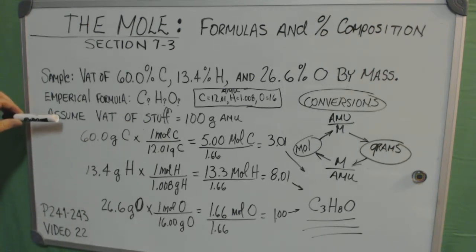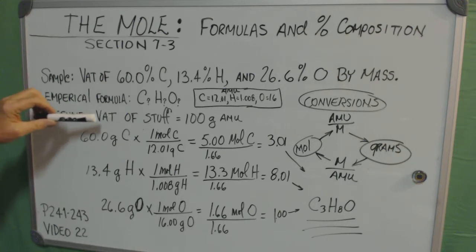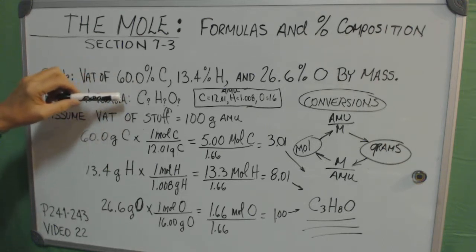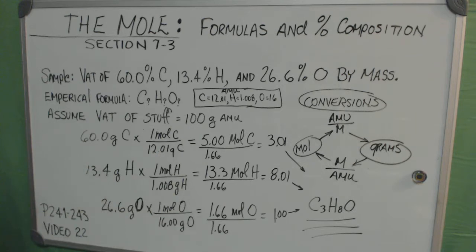So number one, we want to assume that the vat of this stuff weighs 100 grams. It doesn't matter what it weighs, but since we have the percentages, I want to work with something where I can get some grams, some masses, and then we can calculate how many moles there are.